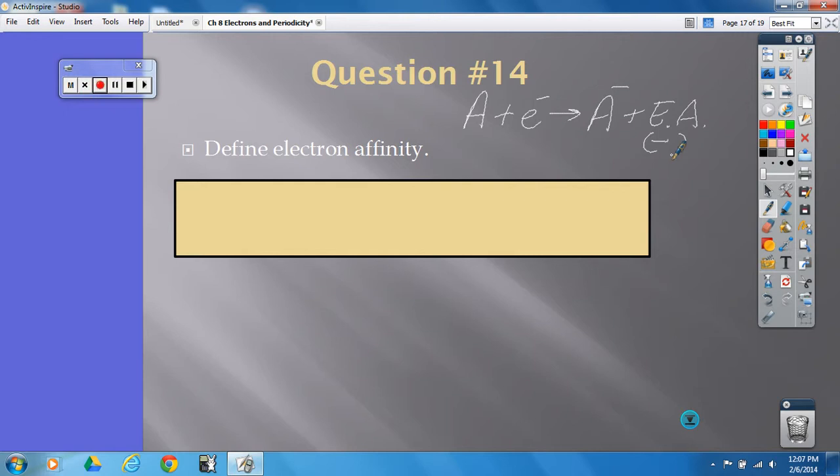Because electron affinity in general is a negative value. Energy given off when an atom takes in an electron. Why? Because its valence shell is now full and it is more stable. Are there any questions? So let's talk about the trend. Here we go.